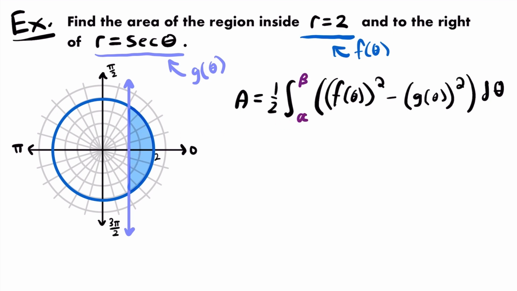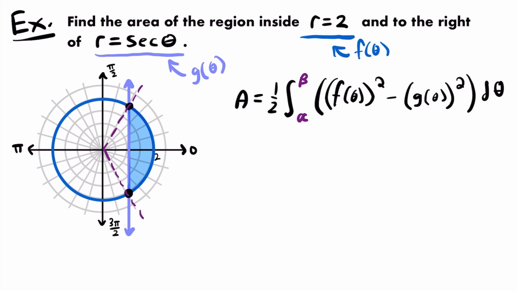And so how do we determine what those angles of theta will be? Well, if you notice, this area that we want to calculate begins and ends at points of intersection between our two polar curves, right? So at this point right here and this point right here, our two curves intersect. So what we need to do is determine the angles of theta that correspond to those points where our curves intersect.